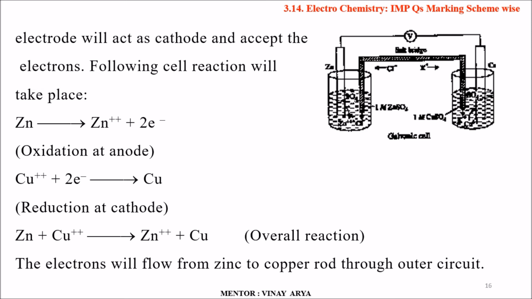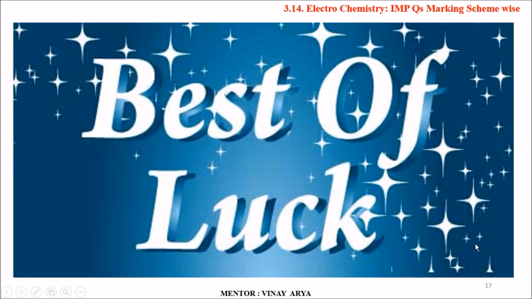Now the overall reaction, if we see: Zn, which is neutral, plus Cu2+, which is the ion, gives Zn2+, which is the ion, and Cu, which is neutral. The electrons will flow from zinc to copper rod through the outer circuit, and this arrangement is considered to be the electrochemical cell or voltaic cell or galvanic cell.